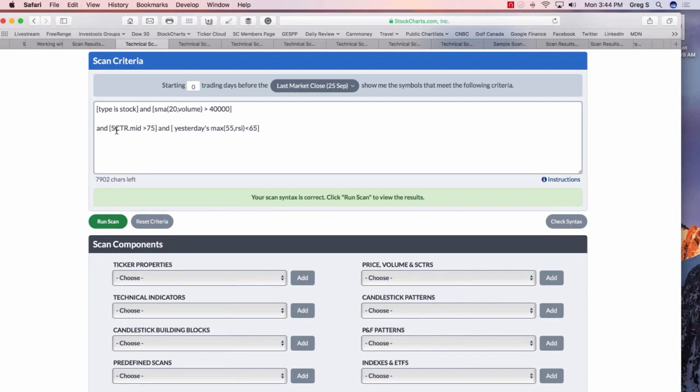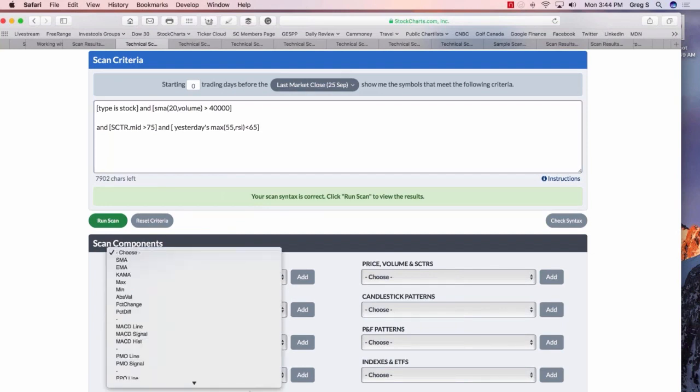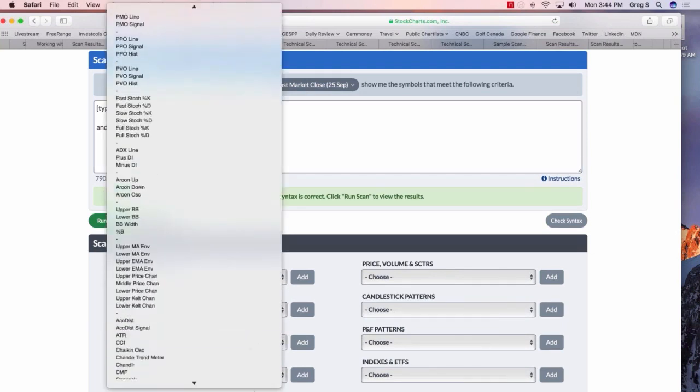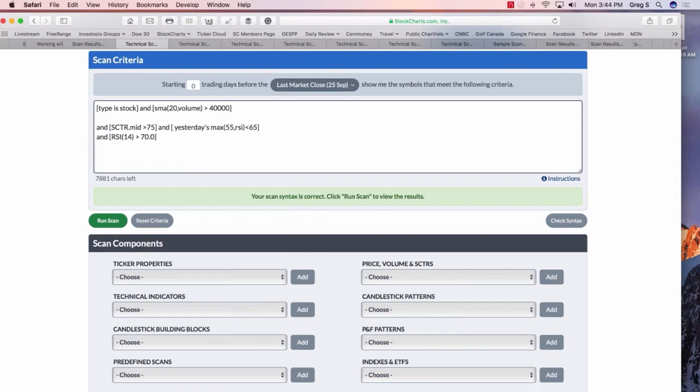And now we want the scooter to be greater than 75. So we wanted the RSI to always be low and then run it, or we could say yesterday's max RSI was less than 65, and let's just go get our technical indicator. Where are we? There we go, RSI, and we're going to add that. And RSI today is greater than 65, and run scan.